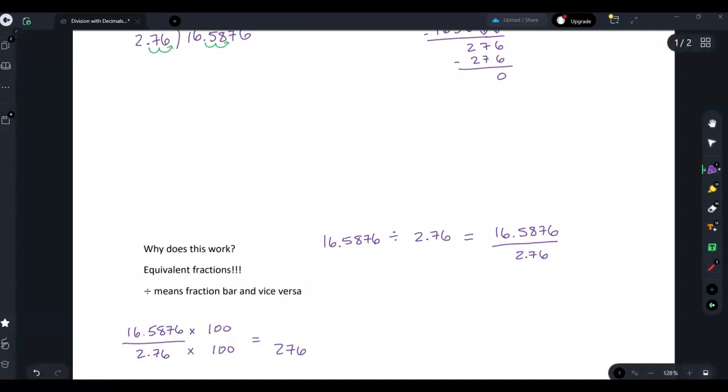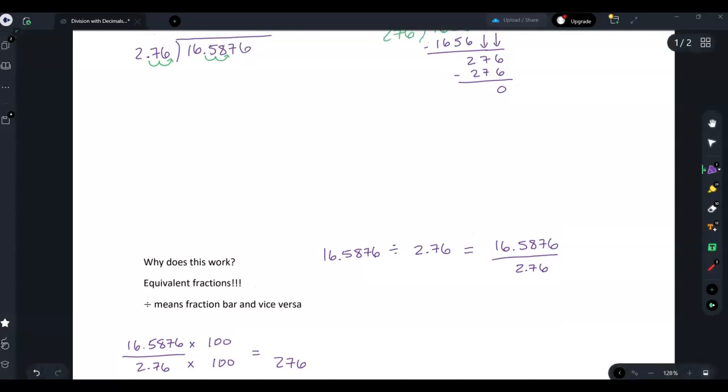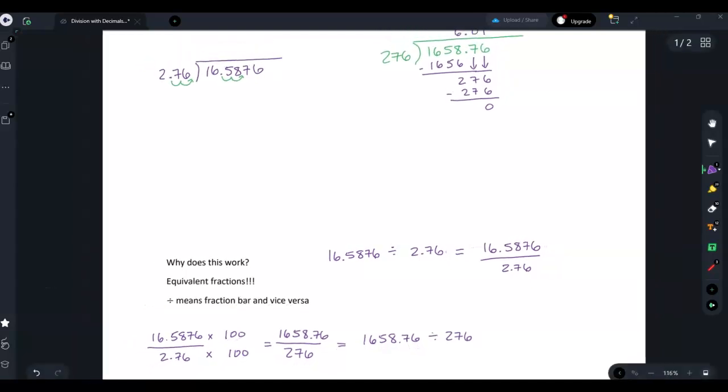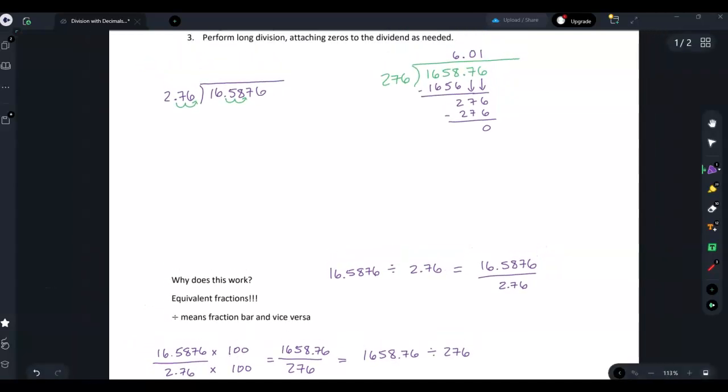And then I would have to do whatever I do to the bottom, I'd have to do the same thing to the top. And so then this is, move the decimal 2 spaces on that one as well. And we get that, which is really 1,658 and 76 divided by 276, which was our equivalent division problem, right? That we did in green. So that was the whole idea.